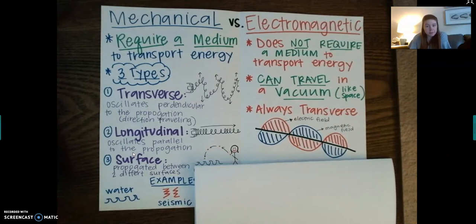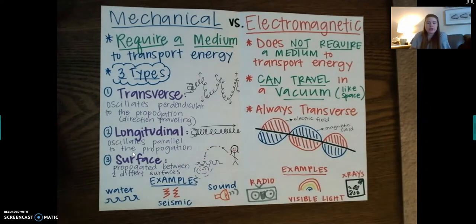And then some examples of electromagnetic waves are going to be radio waves, visible light, and X-rays. So again, these three are all very different from one another also. We'll talk about what makes them different as far as frequency and wavelength goes as we continue to explore waves, but this is just our introduction on mechanical and electromagnetic waves.